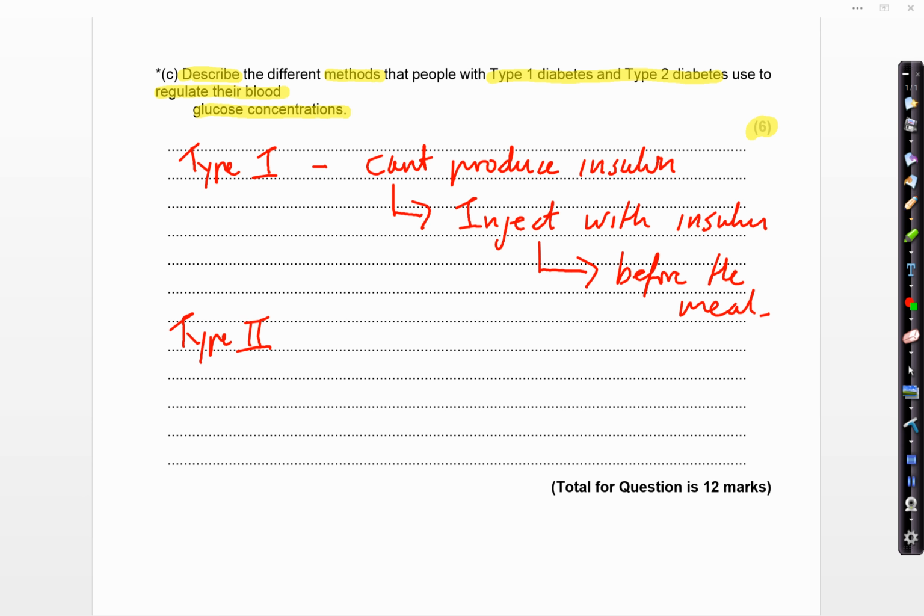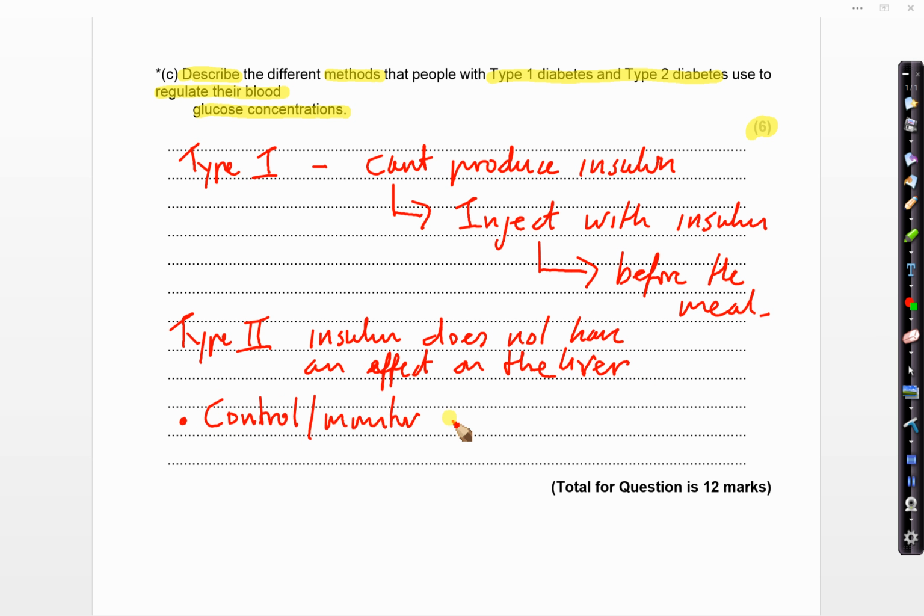Well, they don't have a problem in producing insulin. So they'll produce insulin, but the point here is that the insulin does not have an effect on the liver. Okay, so the insulin doesn't do anything to the liver. So what can these people do in that situation? Well, there's two things they need to do. They need to control or monitor their carbohydrate intake. Now, carbohydrates, of course, are broken down into sugars. So monitor their carbohydrate, or you could say their sugar intake.